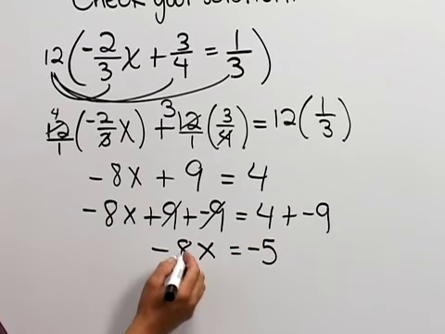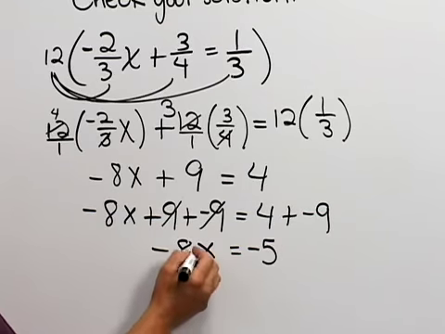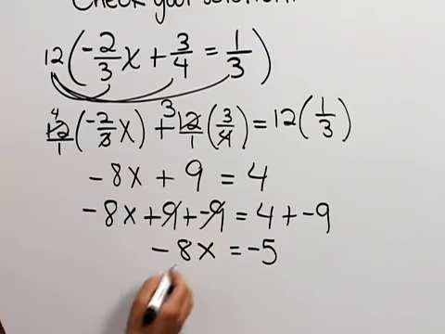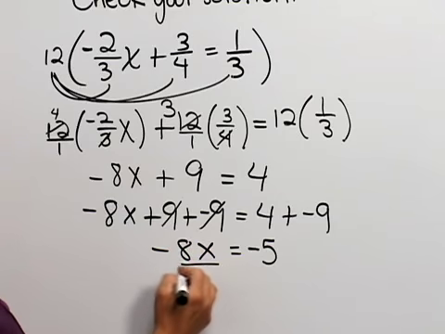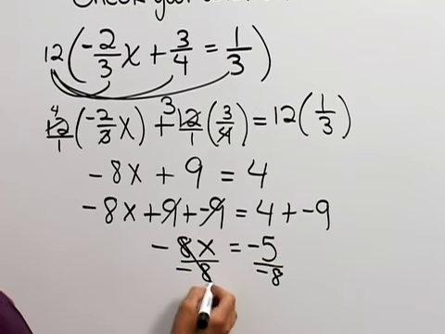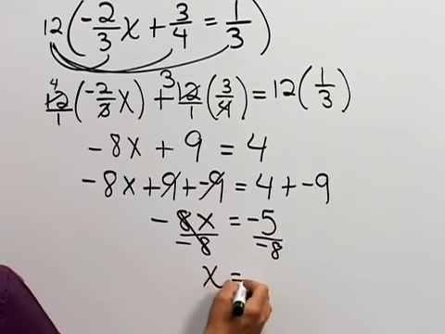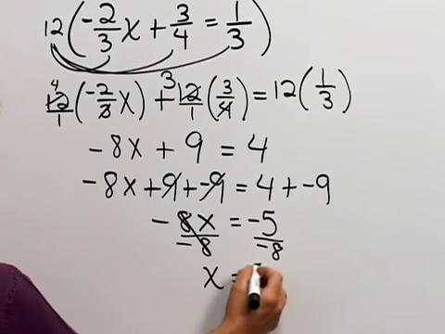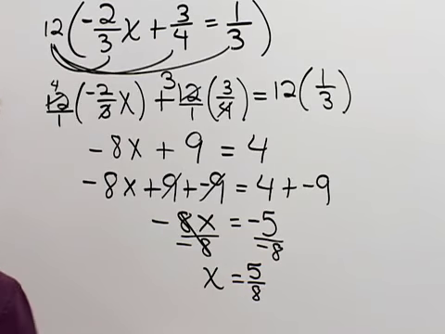Now you can divide negative 8 times x. The opposite of multiplying is dividing by negative 8. And these will cancel to make a positive 1x. And the double negative over here makes a positive 5/8.